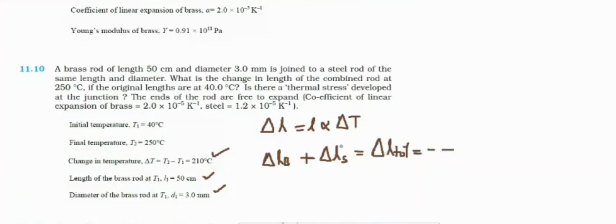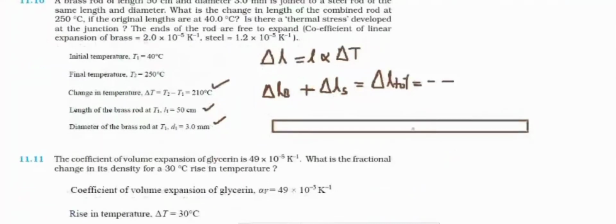Now the second part of the question: is there a thermal stress developed at the junction? The ends of the rods are free to expand, which means the rods are like this. Here you have the junction, with a brass rod on one side and a steel rod on the other. Thermal expansion will be there, so the length increases. The question is, at the junction, is there any stress or pulling force due to expansion? Actually there is no force at the junction because the other ends are free to expand. Just the expansion is going on, so there is no possibility of an additional stress acting on this junction.